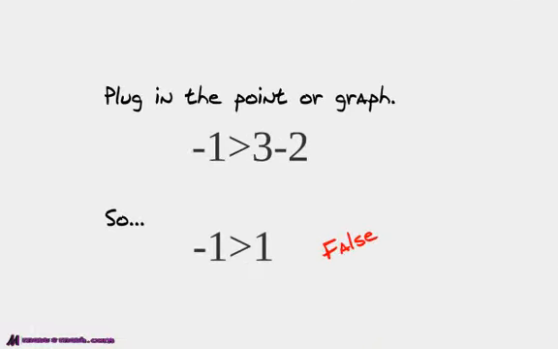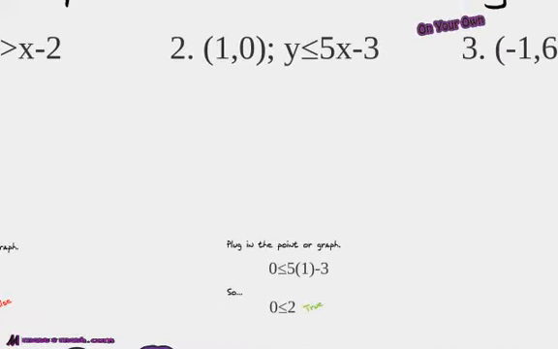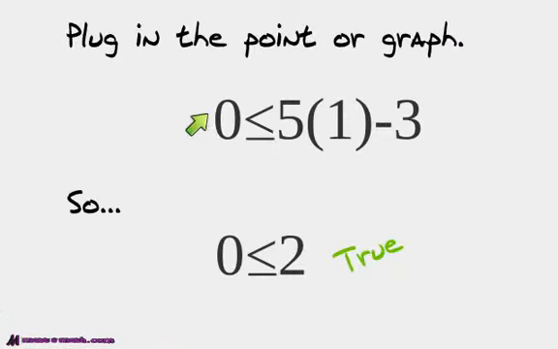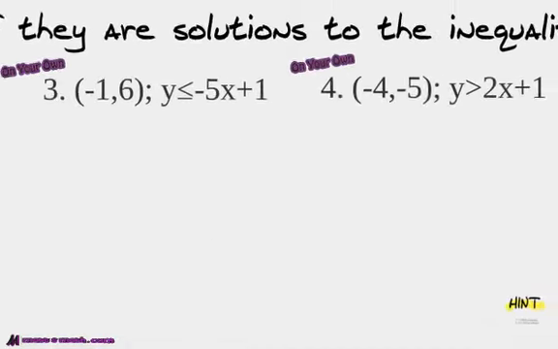All right, let's do this one. What about point 1, 0? Well, plug in the 1 for x, the 0 for y, like we've got down here, and see what happens. So then we get 0 is the y, plug in the 1, we get 5 times 1, which is 5, minus 3, which is 2. Is 0 less than or equal to 2? Yeah, that's true, isn't it? So this point, 1, 0, is inside the shaded area on that inequality.